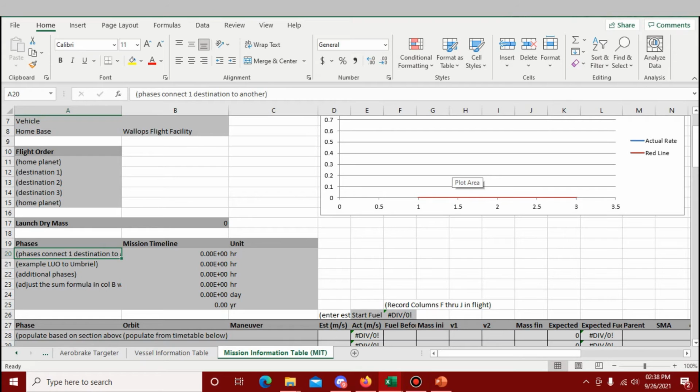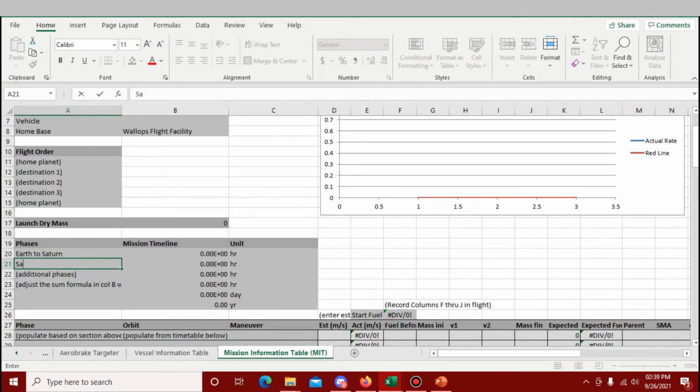Well, first of all, there's a phase that goes Earth to Saturn. Then we're going to do a phase that says Saturn atmospheric sample. And then we're going to assume that we're in low Saturnian orbit, or LSO. So we're going to do LSO to rings.